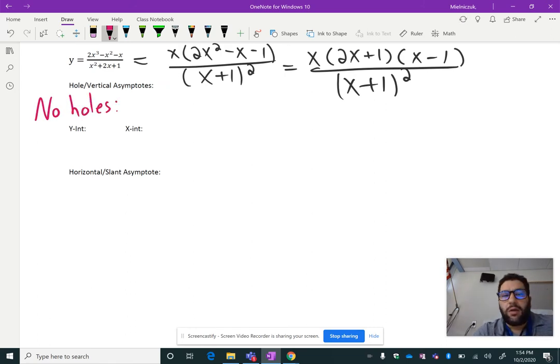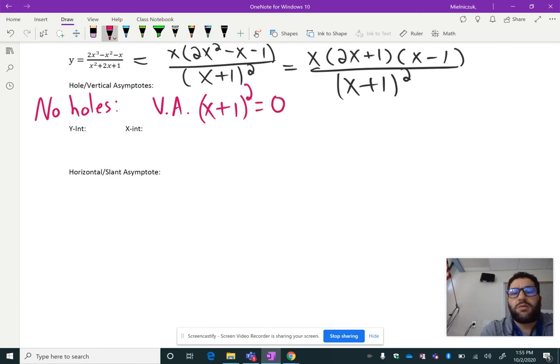Okay, well, vertical asymptotes are going to happen whenever the denominator is equal to 0. So when is x plus 1 squared equals 0? Square root both sides, you get x plus 1 equals 0. So there is a vertical asymptote at x equals -1.